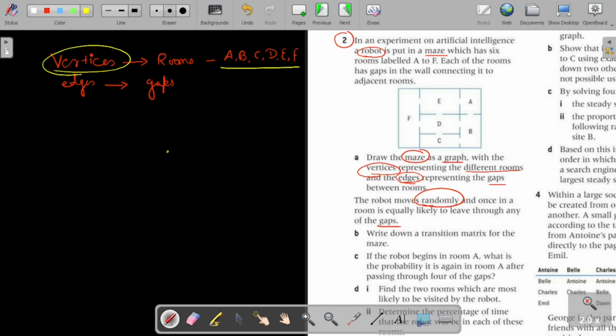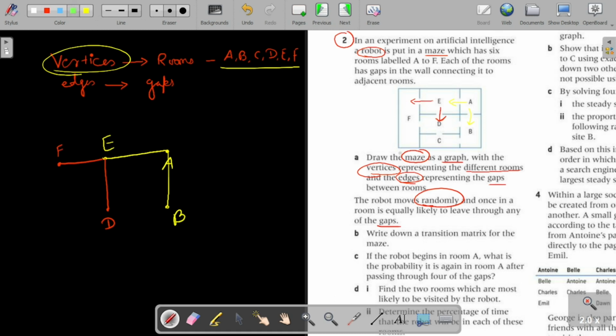So let us suppose I have a vertex A. From A he can go to B, so I can write A to B. He can go A to E also. From E he can connect to D, and from E he can connect to F also. So from E to F also.